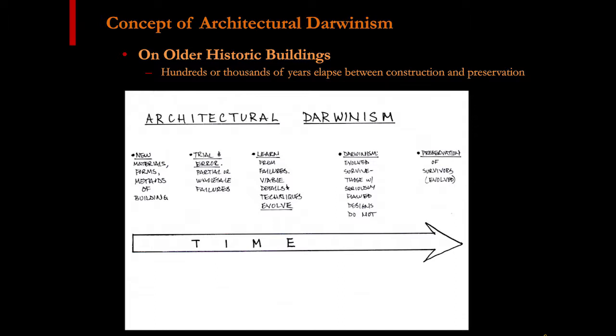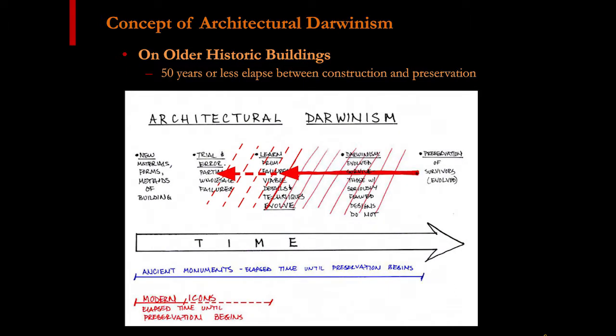And then a lot of time passes, and over time, through Darwinism, those that are evolved survive. And those with really serious technical flawed designs do not, or they're corrected along the way. So many centuries later, or even millennia later, we can preserve the survivors in this kind of less is more approach.